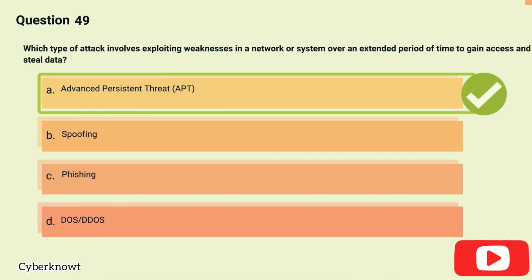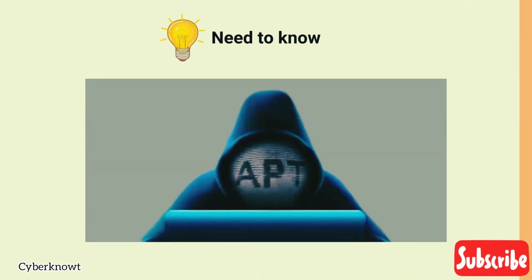Advanced Persistent Threat, APT. Explanation. APT attacks involve a slow and deliberate approach to infiltrating a system, often using multiple attack vectors and exploiting vulnerabilities over an extended period of time.